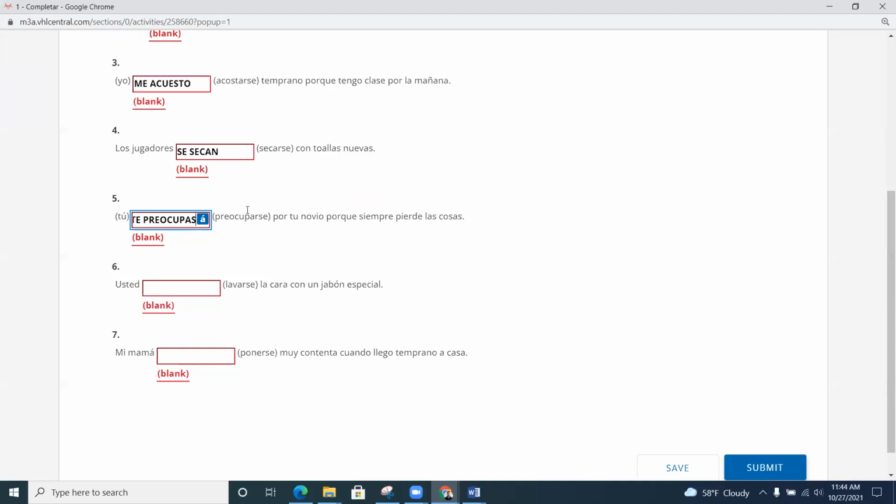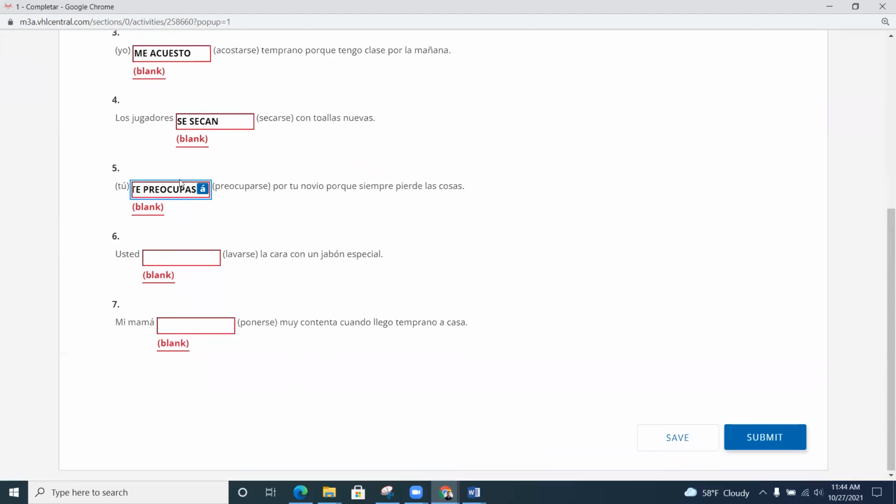Preocupas, but I caught that. It's an AR verb, right? I was thinking it's very common. You say no te preocupes with es, but that's something totally else. That's a command form. That's why I use an e there. Don't worry about that. That's much more advanced Spanish. So here it's definitely an a. Preocupas. Okay. 6. Usted. And the verb is lavarse la cara con un jabón especial.